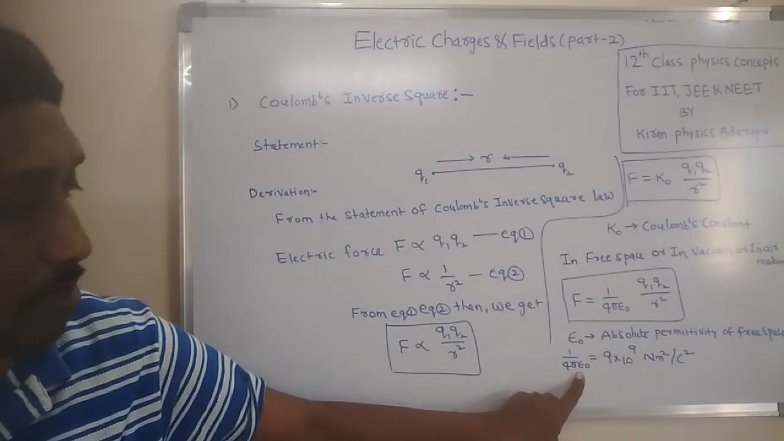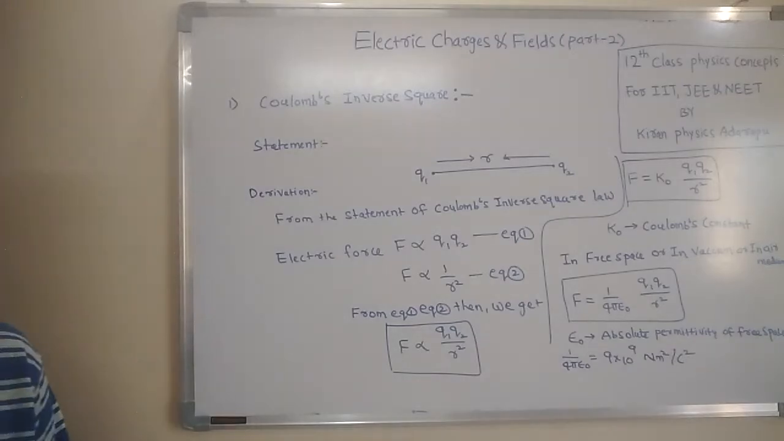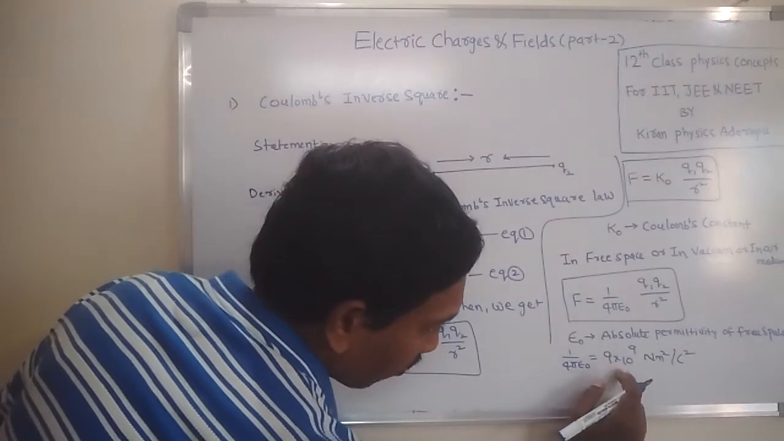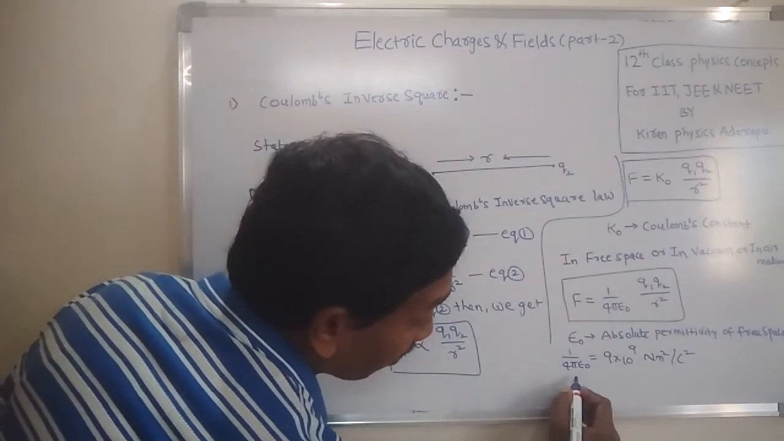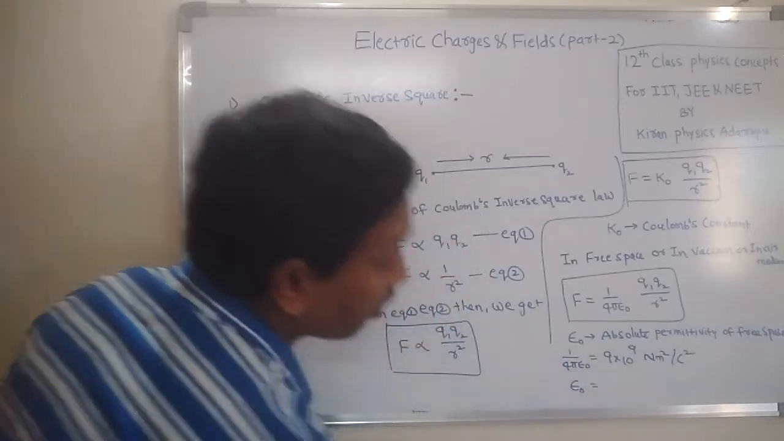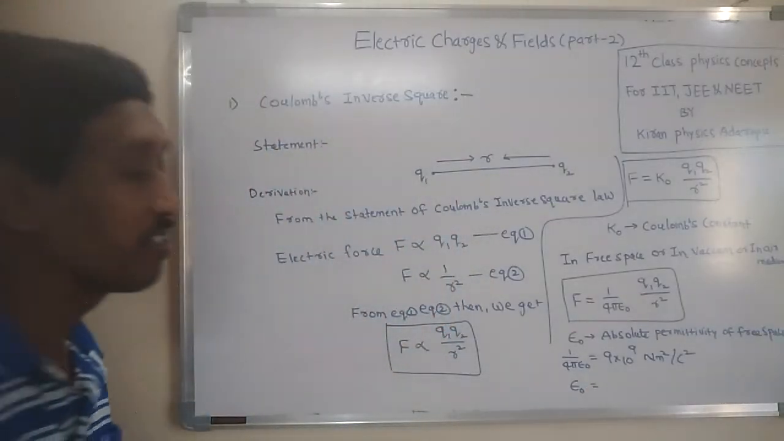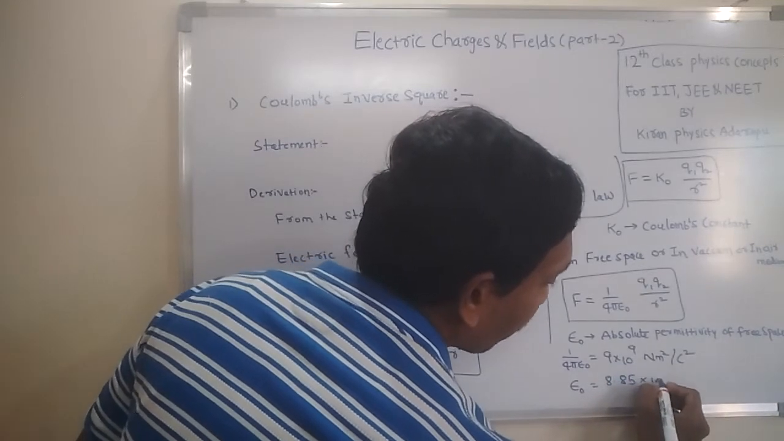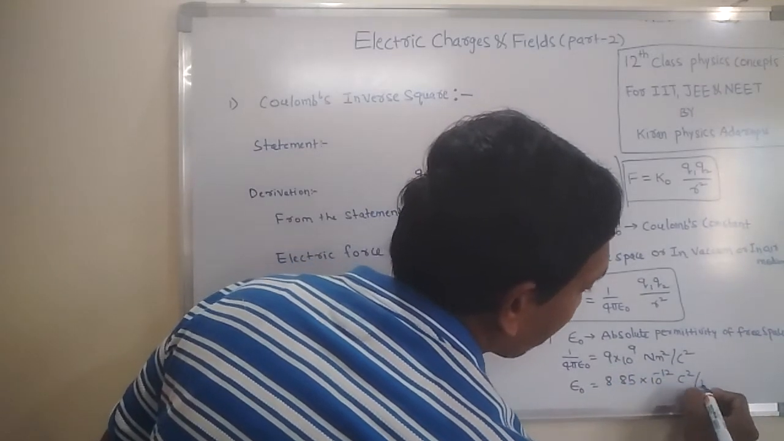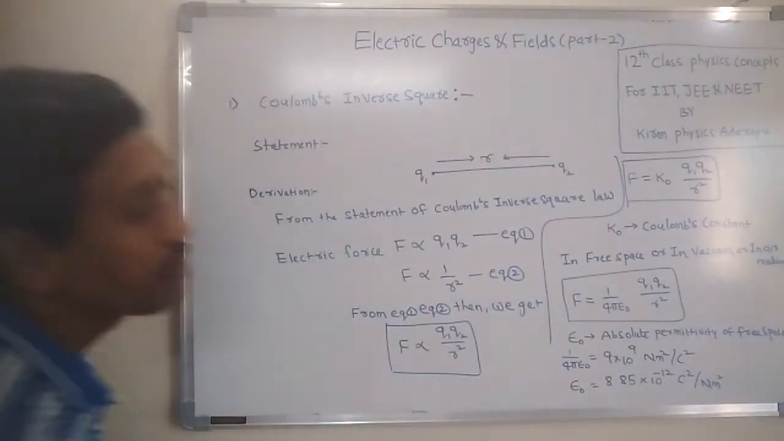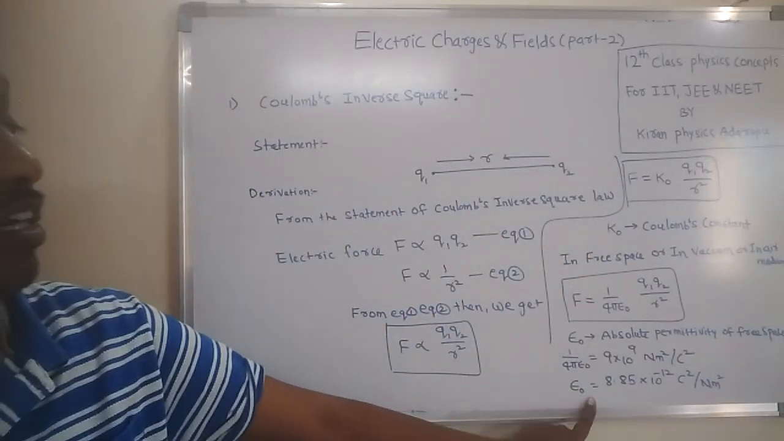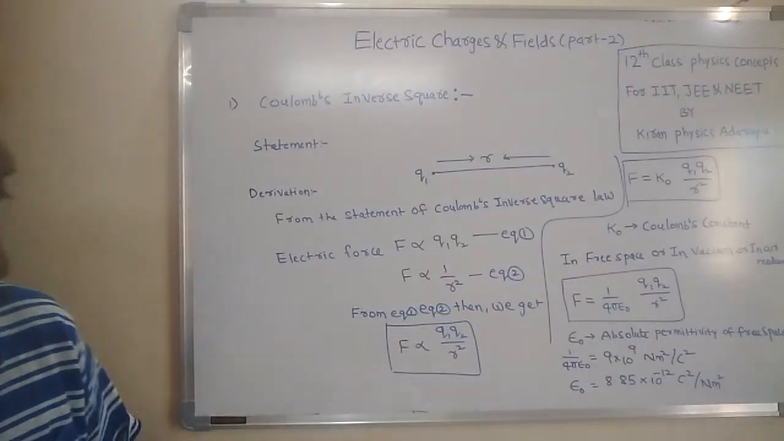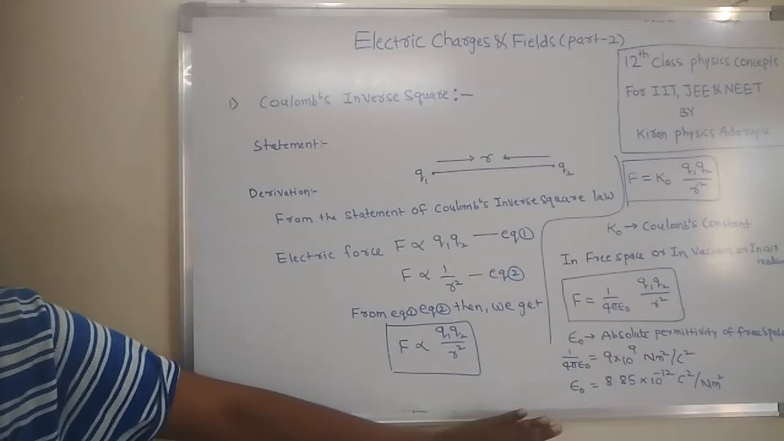What is the 1 by 4 pi epsilon naught value? 9 into 10 power 9 Newton meter square by Coulomb square. Pi is a known value. Substitute it in, and finally you get the epsilon naught value also. It's a most important value. Must and should recognize this value. Epsilon naught value is 8.85 into 10 power minus 12 Coulomb square by Newton meter square, which is the unit of epsilon naught. This is about the electric force equation in free space, or in vacuum, or in air medium. I hope you understood. Am I clear?